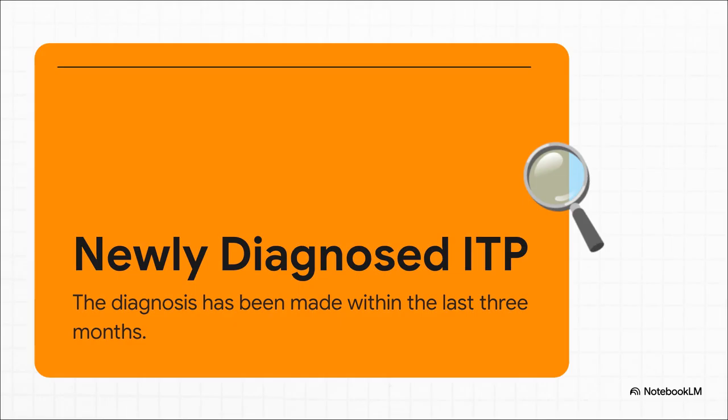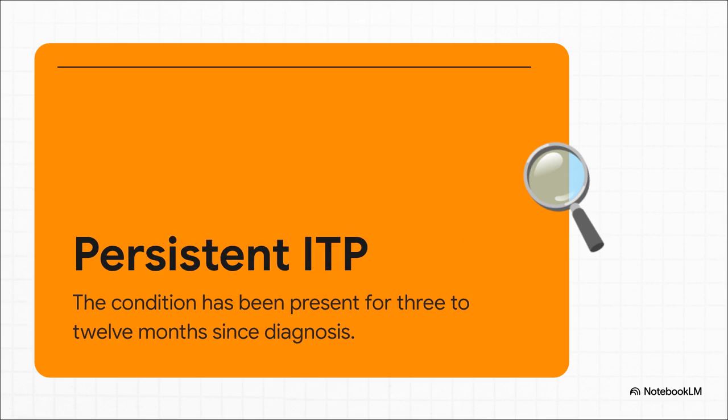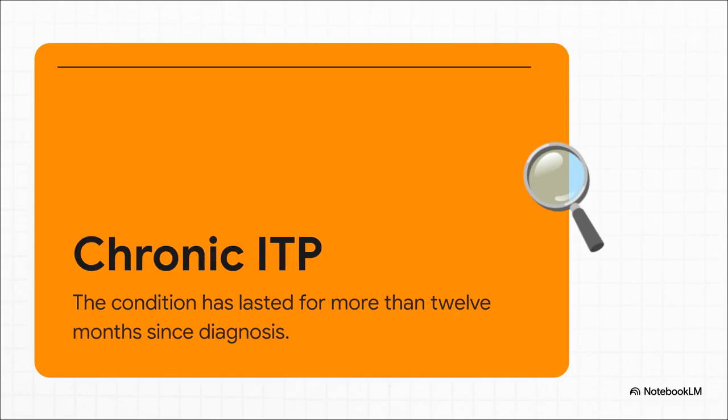So, for the first 3 months after you make the diagnosis, we call it newly diagnosed. Pretty straightforward. Now, if it sticks around past that 3-month mark but hasn't hit a year yet, the term for that is persistent ITP. And once it's been present for more than a year, we officially classify it as chronic ITP. And this is really common in adults. Unlike in kids where it often just goes away, in adults it frequently settles in for the long haul.